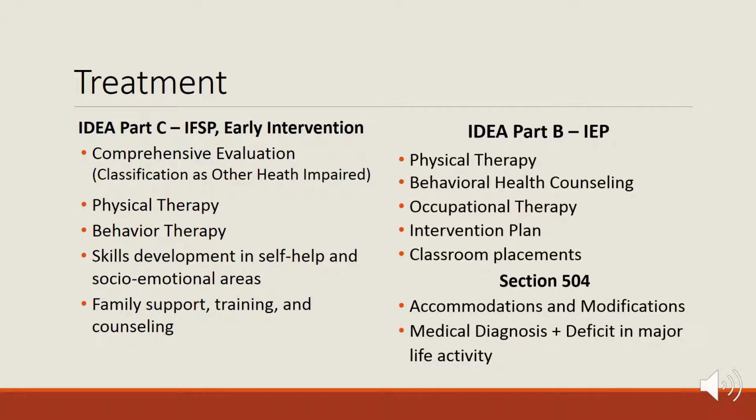And there's also IDEA Part B services, which includes an IEP. Once they become school-aged, they can receive physical therapy, behavior health counseling, occupational therapy, and an intervention plan for academic or behavior concerns. These children can also thrive in different classroom placements, depending on the nature or severity of their seizure disorder and their academic performance. They can thrive in inclusion, resource classrooms, and self-contained classrooms. They're also eligible for Section 504, which provides accommodations and modifications. They have a medical diagnosis or a deficit in a major life activity.